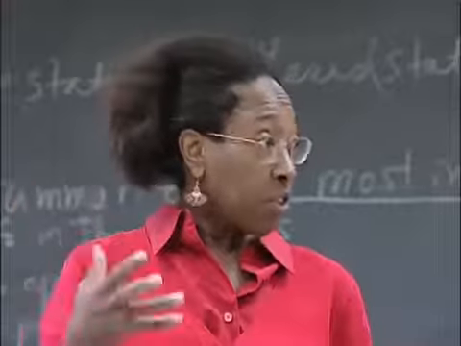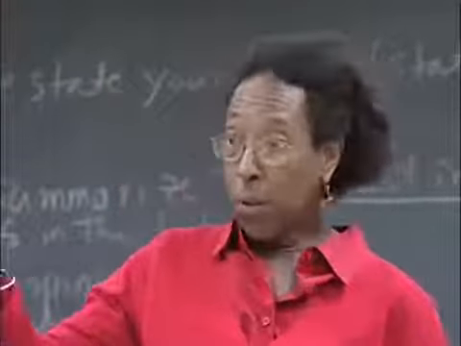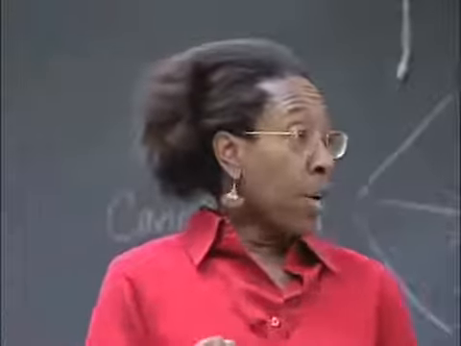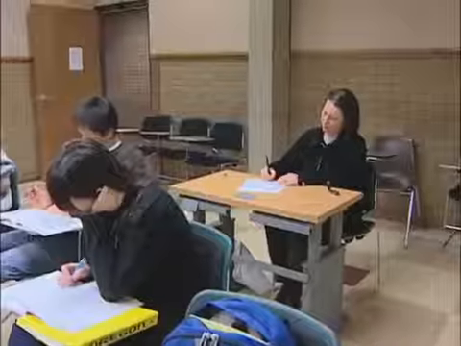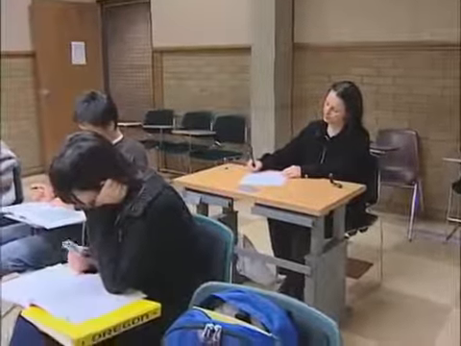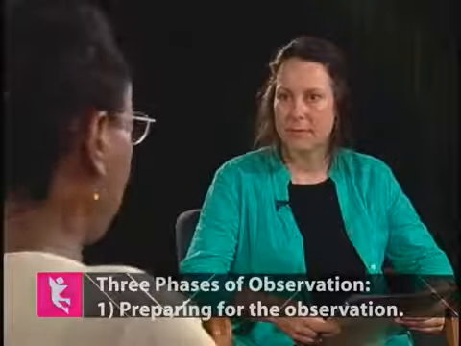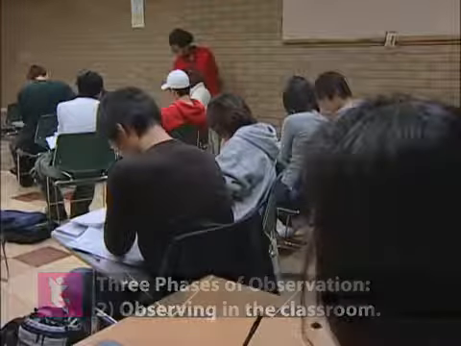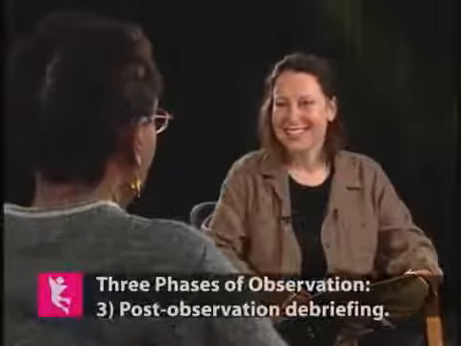The purpose is to improve teaching practices and to engage in a systematic form of professional development. The focus in this module is on formative or peer observation. Formative observation can benefit both the observed teacher and the teacher doing the observation. In order to do so, it must be carefully organized. We will follow some teachers through the three phases of a successful observation. First, preparing for the observation, then observing in the classroom, and finally, the post-observation debriefing.